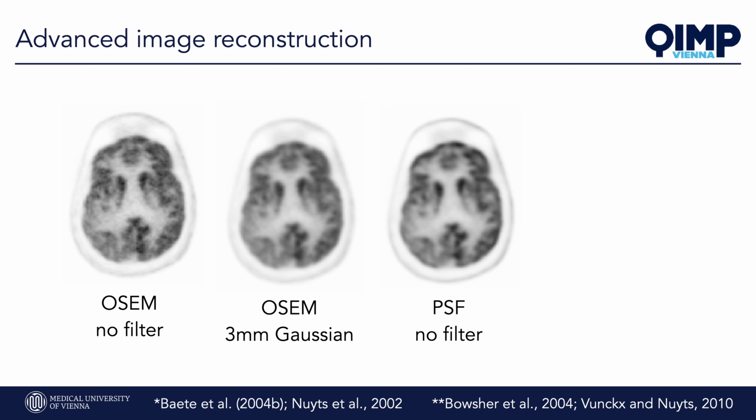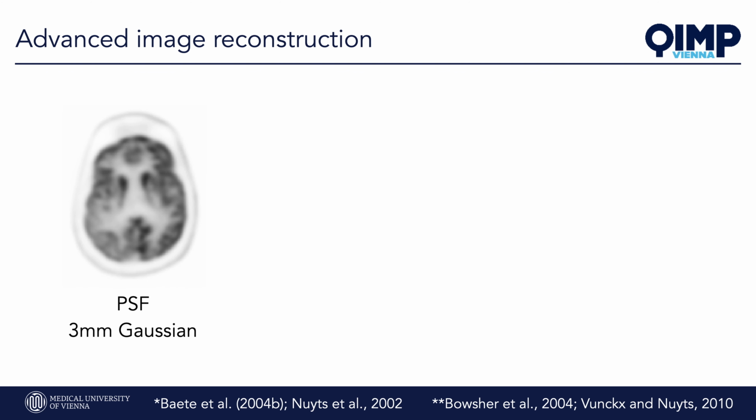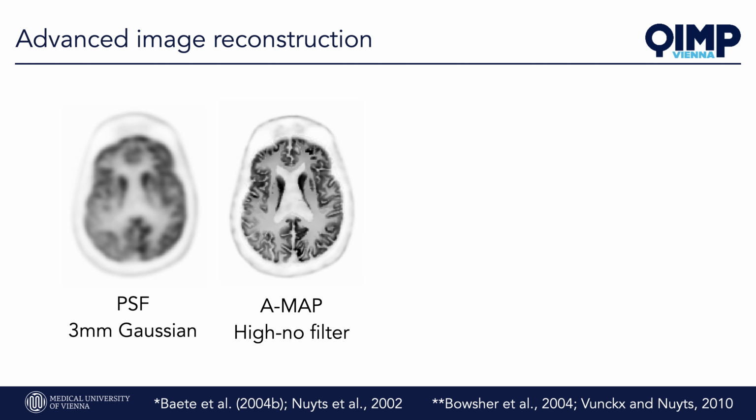When we add resolution recovery, point spread function, into the reconstruction, then the contrast increases, but still, as usual, the images are blurred or filtered afterwards with a Gaussian filter. However, when we use the MR information for the reconstructions, there are different methods. We obtain way nicer images.